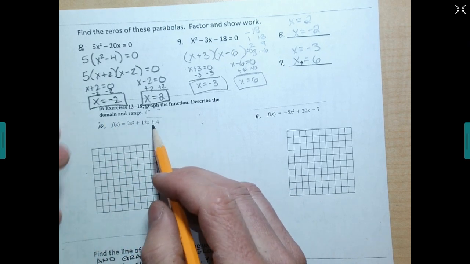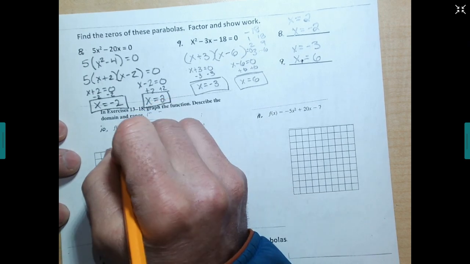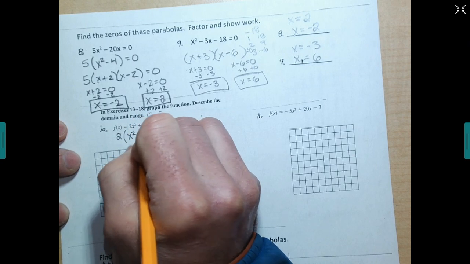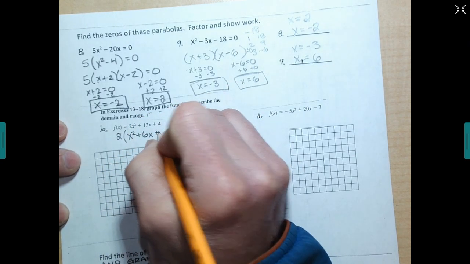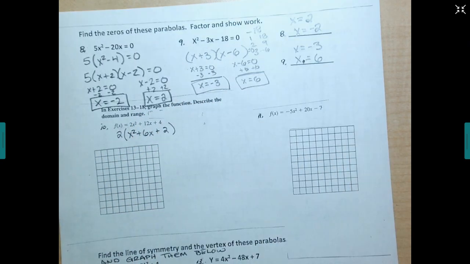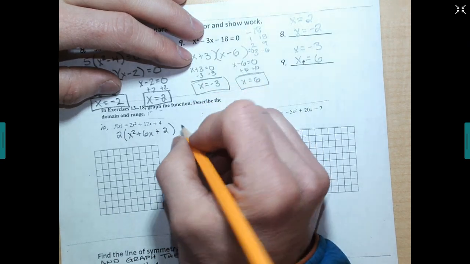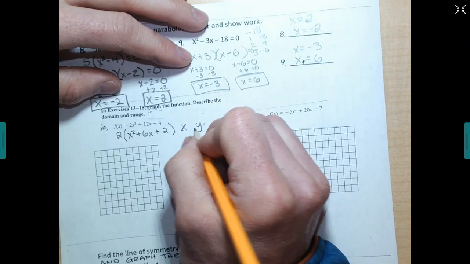So if I'm going to graph this function, the first thing I'm going to do is factor it. x squared plus 6x plus 2. Yeah, well, that's not factorable. So I'm just going to have to plug in. There is no shortcut here. So I'm just going to have to make a table.